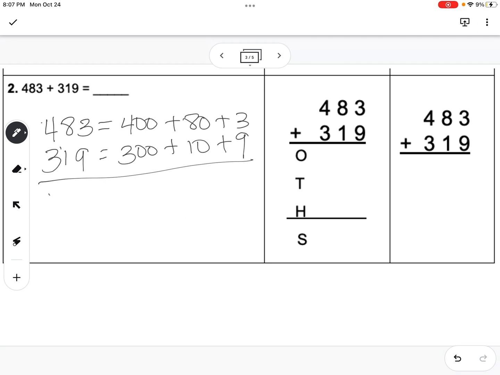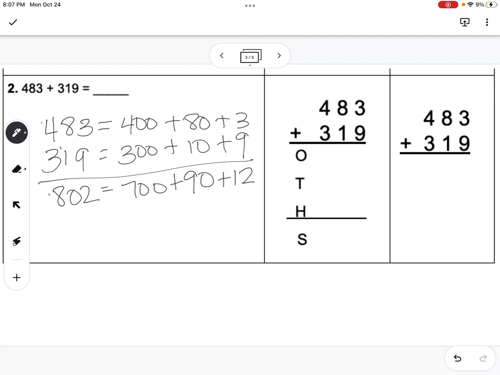So 3 plus 9 equals 12. Moving over, 80 plus 10 equals 90. And then 400 plus 300 would equal 700. Now I could add that together. So 700 plus 90 would be 790. 12 more would get me to 802.